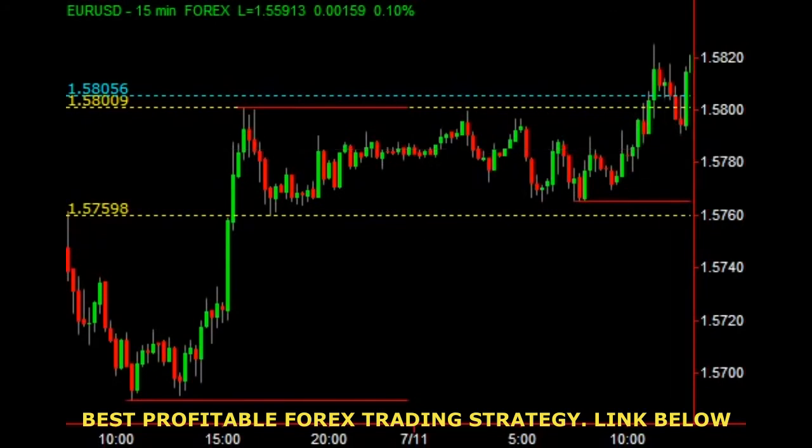Stop loss goes past the event. The event is the pullback, and it goes below the lowest point that price retraced to after the breakout move. So stop loss location for me is going to go below 157.90, which is past the lowest point of the retracement after the breakout move.